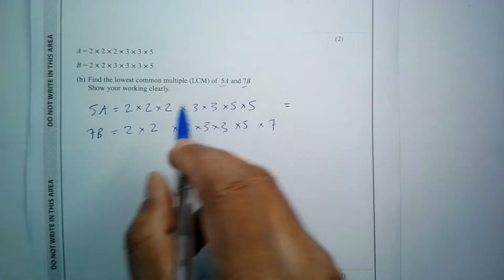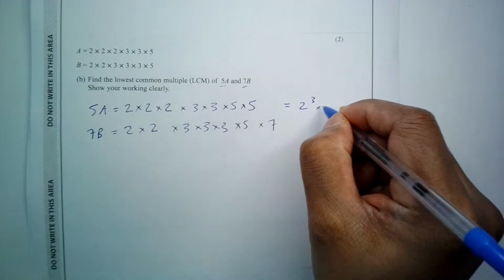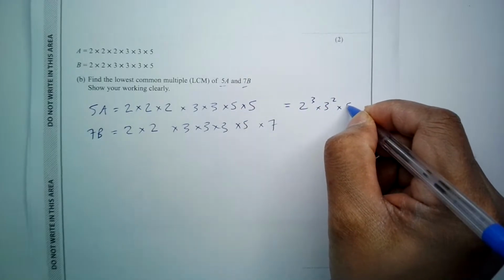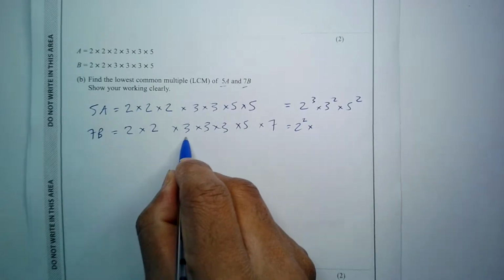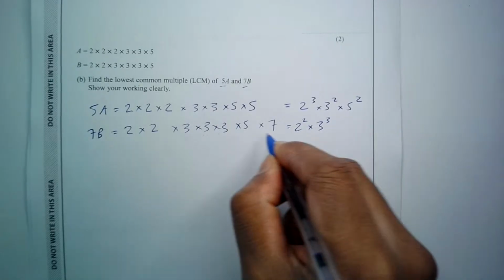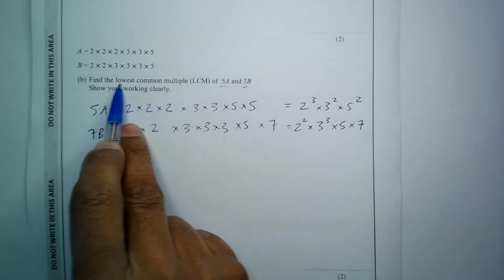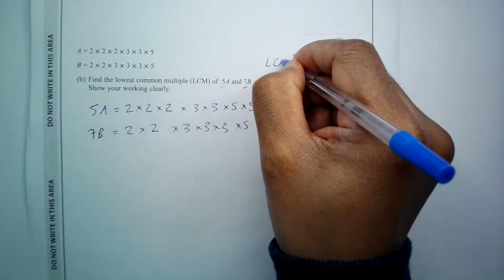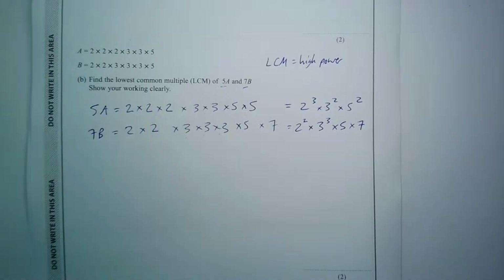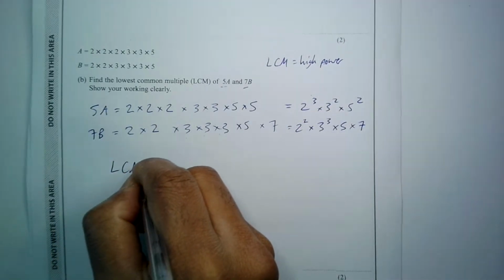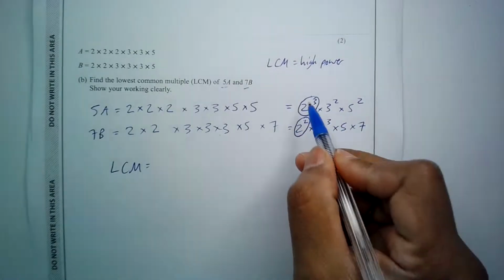I can rewrite this as well. 5A is 2 to the power 3, 3 squared, 5 squared. 7B is 2 squared times 3 cubed times 5 times 7. And if I remember what my LCM is, for LCM, I'm looking for a high power. High power. So now I can see LCM is going to be 2 cubed and 2 squared. Which one is my larger power? It's 2 cubed.